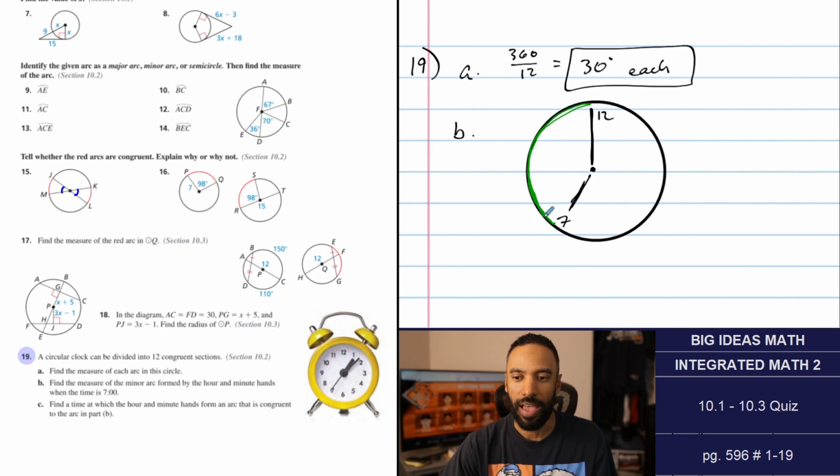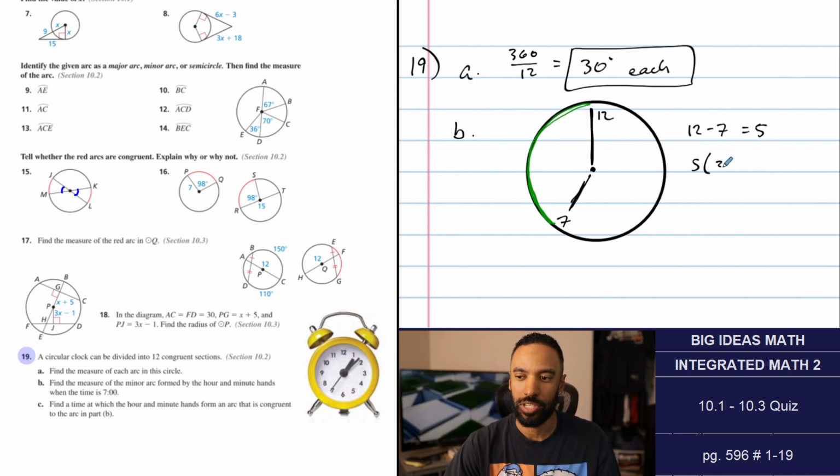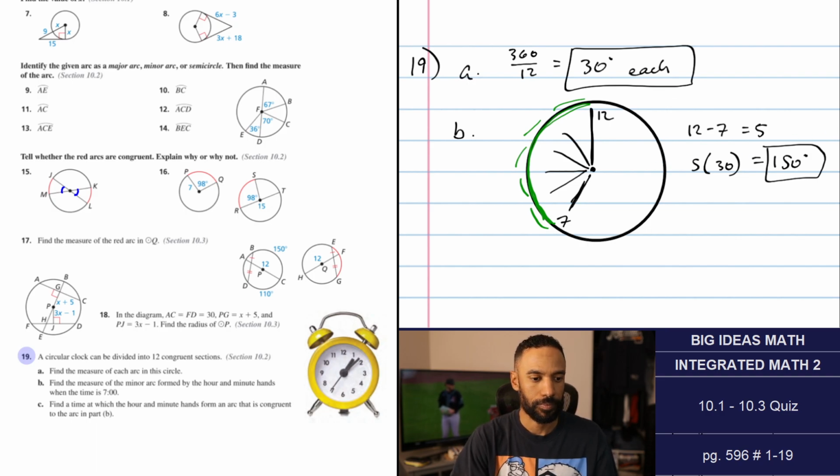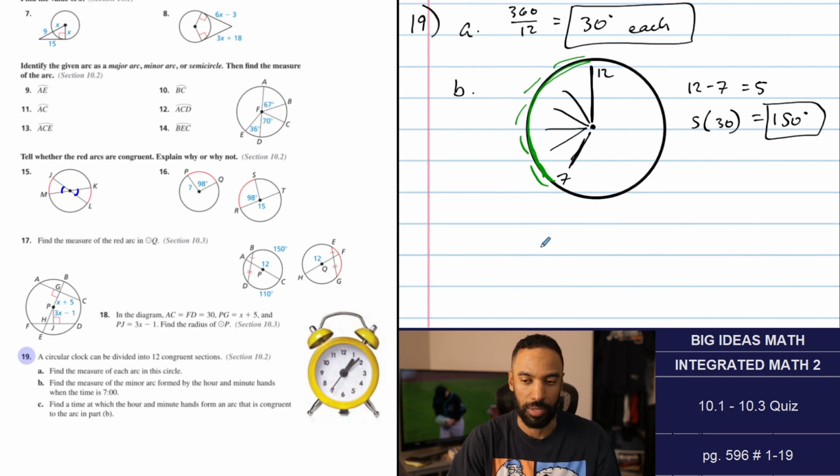The important part is the number of hours that go by from 7 to 12. That would be a 5-hour difference, right? So 12 minus 7 is 5, and 5 times 30, the number of degrees between each of these, 9, 10, 11, 12, that's 5 30s. 1, 2, 3, 4, 5. That's 150 degrees, and that is part B. It should be less than 180 as well. Keep that in mind. And the last question of this overall is part C.